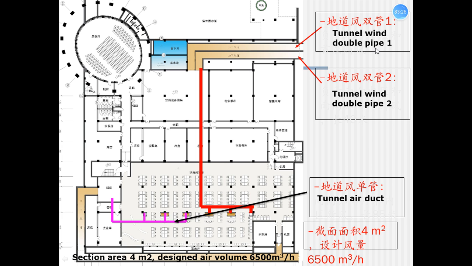Terminal vent double pipe 1. Terminal vent double pipe 2. Terminal air duct. Section air 4. Square. Design the air value 6,500.